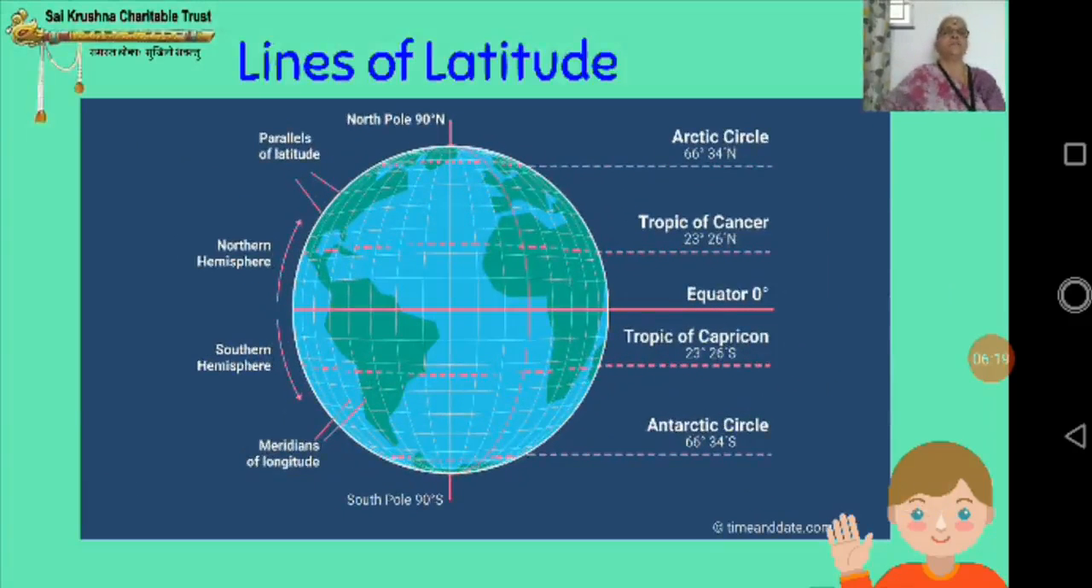Again, one more diagram. Here also you have a good representation of the lines, but it is drawn on a globe. You can clearly see the North Pole, South Pole, Southern Hemisphere, Northern Hemisphere. You can see the equator there.